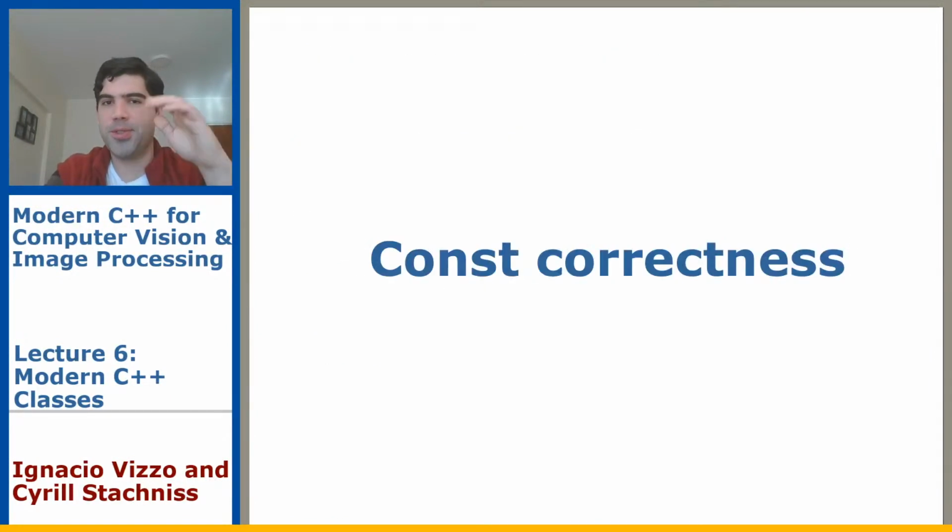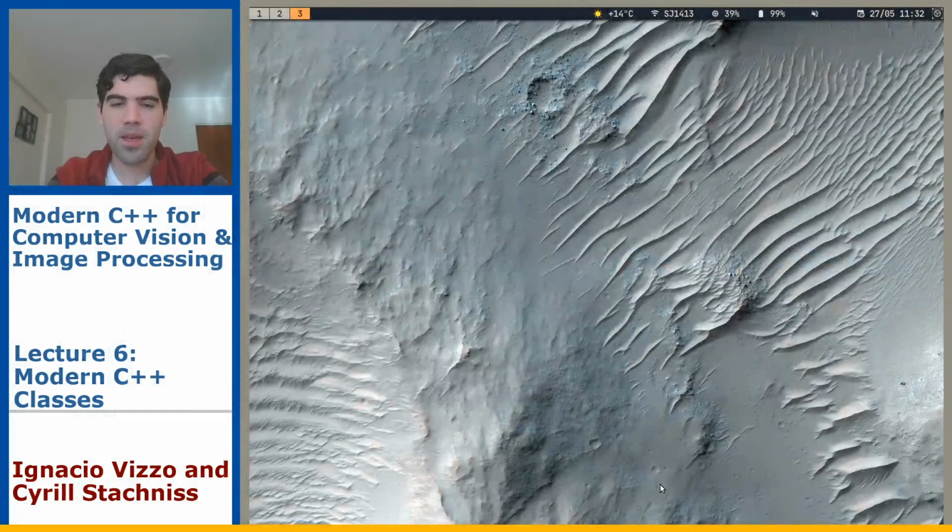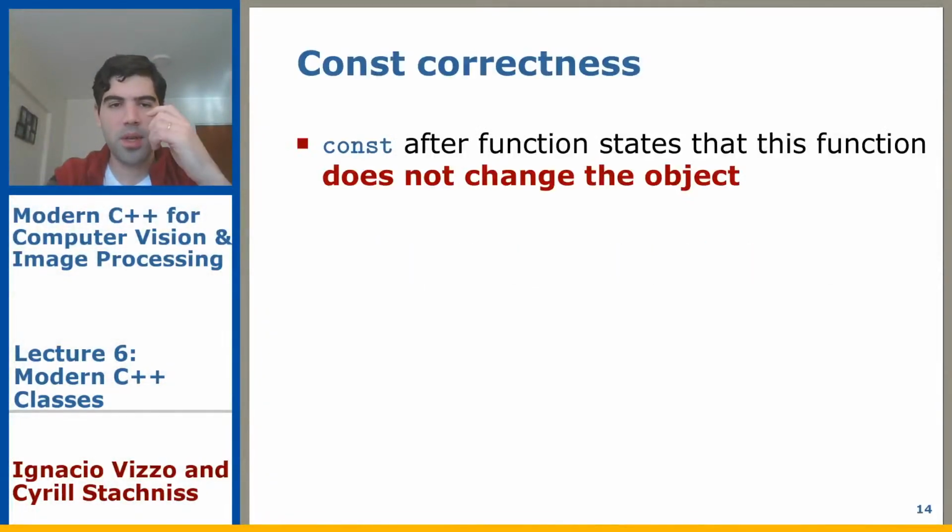And something that is really important about classes is something that we call const correctness. That is, if any member function should not change the data of the class, then it should be marked as const. So const after a function states that this function does not change the object.